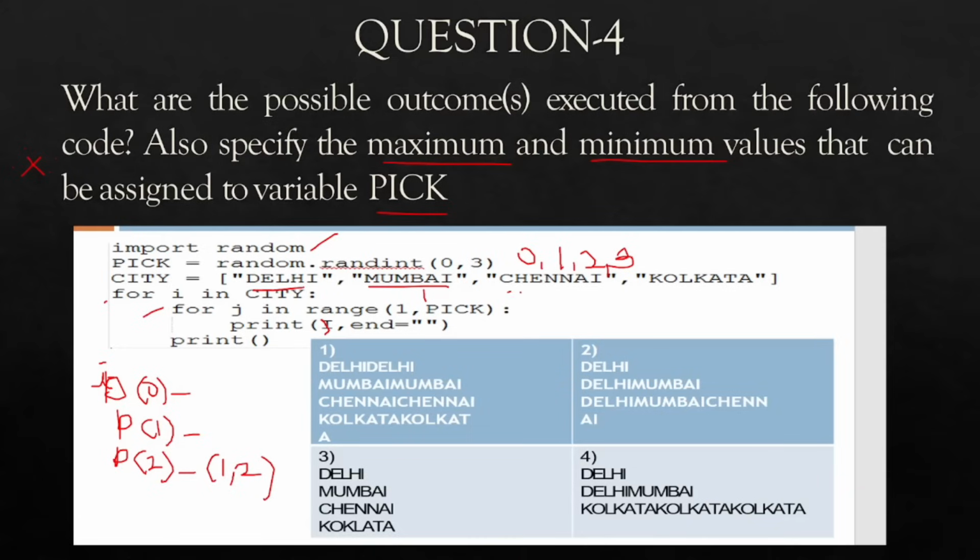So everything will be printing one time: Delhi, Mumbai, Chennai and Kolkata. Everything will be printing one time, right? After that, pick will be 3. Then what is the range now? 1 comma 3. Again Delhi, Mumbai, Chennai, Kolkata will be printing one more time. So this is the possible answer. Clear now? A is the answer.